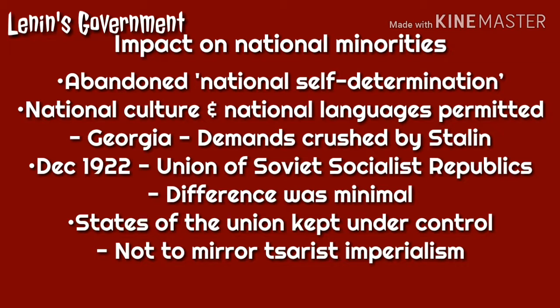In December 1922, the Union of Soviet Socialist Republics was established. However, it was not that different to what Russia was doing just before then. The states of the union were kept under control in order to not mirror Tsarist imperialism.